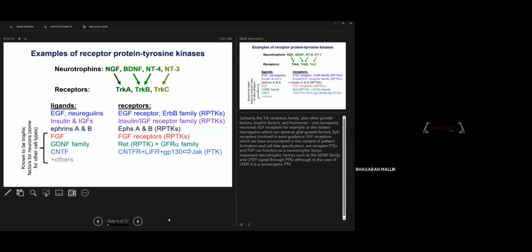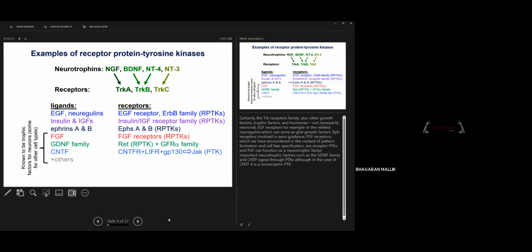Okay, so here I have listed the neurotrophins and the receptors. For NGF, you have tyrosine receptor kinase A. For BDNF and NT4, you have tyrosine receptor kinase B. Then for NT3, you have tyrosine receptor kinase C. And these are basically the neurotrophins and their receptors.